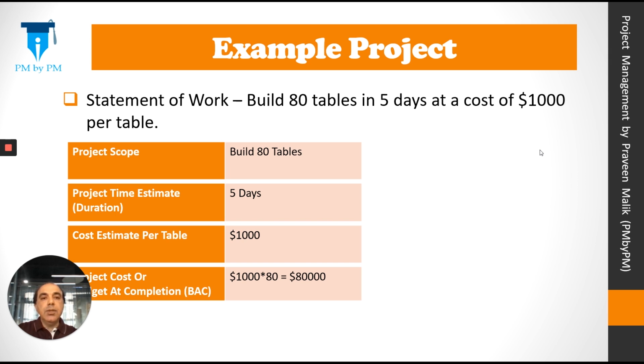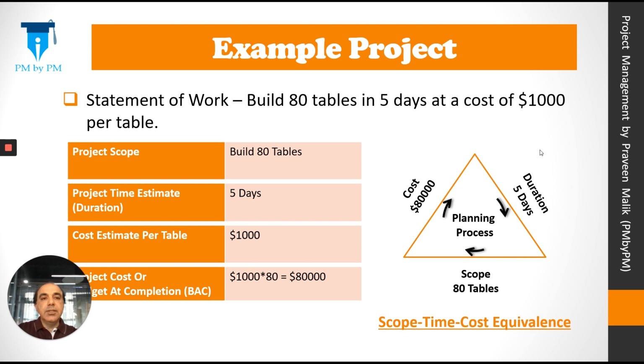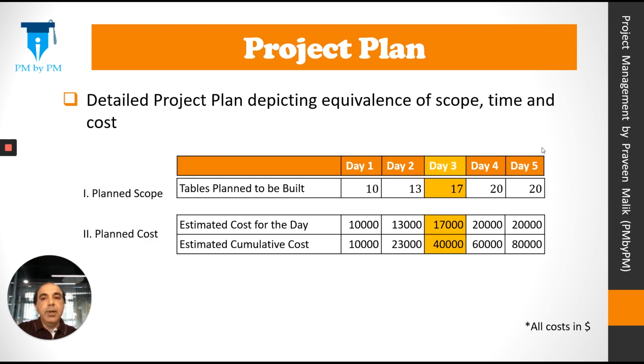So now that we have the plan, where's the equivalence? The equivalence can be represented by this triangle. So we have a scope to build 80 tables, and these 80 tables have to be built in 5 days at a cost of $80,000. Let's look at the detailed plan or the day-wise plan. So on day 1, the plan is to build 10 tables, day 2, 13 tables, day 3, 17 tables, and so on and so forth. By the end of day 5, we should have 80 tables.